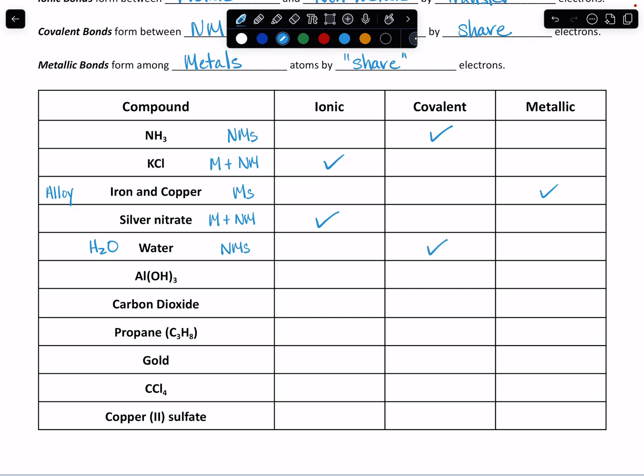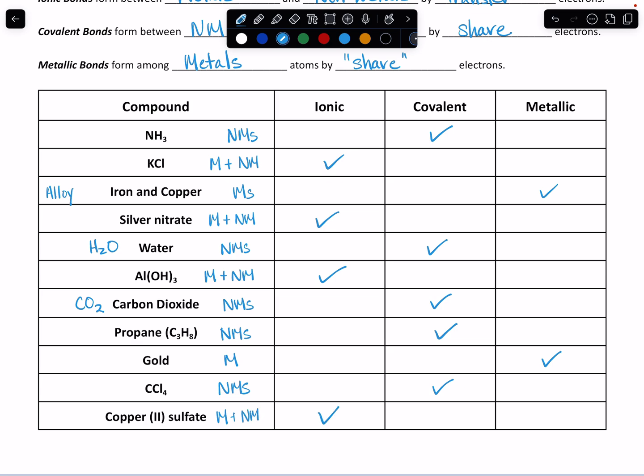Aluminum hydroxide. So we've got a metal plus a nonmetal portion. So that's going to be ionic. Carbon dioxide, CO2. This is nonmetals only, so that'll be covalent. Propane, which is C3H8, nonmetals only again, so covalent. Gold is a metal, so that's going to be metallic bonding. CCl4, carbon tetrachloride, that's nonmetals only, so covalent. And then copper(II) sulfate, metals plus nonmetals, ionic.